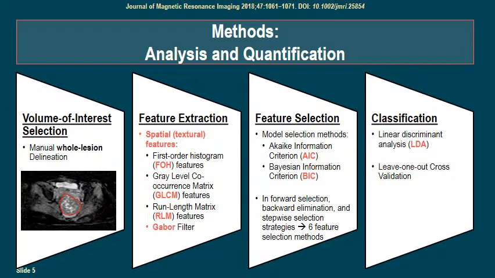At first, whole lesions were delineated by an experienced radiologist. Then spatial or textural features were extracted. These features included first-order histogram, GLCM, RLM, and Gabor texture features. Then AIC and BIC methods were used for feature selection. These 2 methods were implemented in forward selection, backward elimination, and stepwise selection strategies, and in total it generated 6 feature selection methods. Finally, we applied classification using linear discriminant analysis and based on leave-one-out cross-validation.